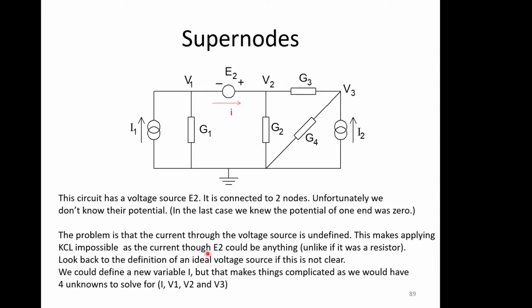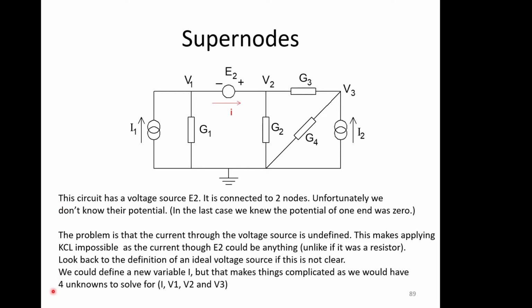Right, so it says that the current through E2 could be anything, unlike if it was a resistor. It's well defined as a resistor, and it says go back to the definition of an ideal voltage source if this is not clear to you. We could define a new variable, I, which is the current going through here, but that just makes things a bit more complicated, as we would have four unknowns to solve for, V1, V2 and V3, and now this new one, I1.